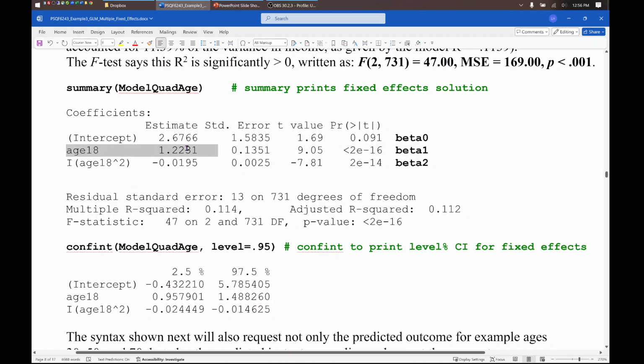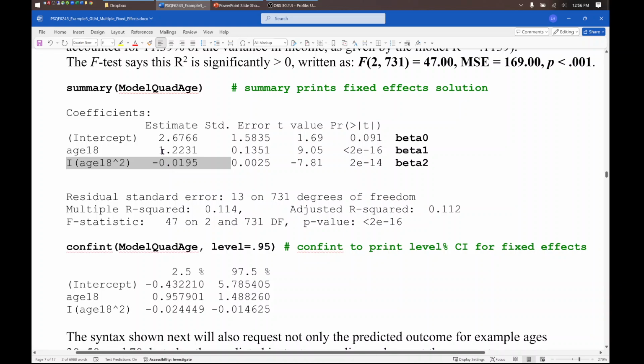Then age 18 has a linear slope of 1.22. That is the change in income per year of age as evaluated specifically at age 18. It is the slope of the line that is tangent to the curve down here on this side of the U-shaped picture. Then the way I would talk about the quadratic is by multiplying it by 2 to say what it does to the linear slope per unit age.